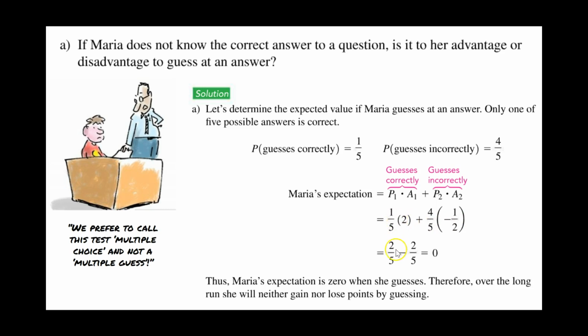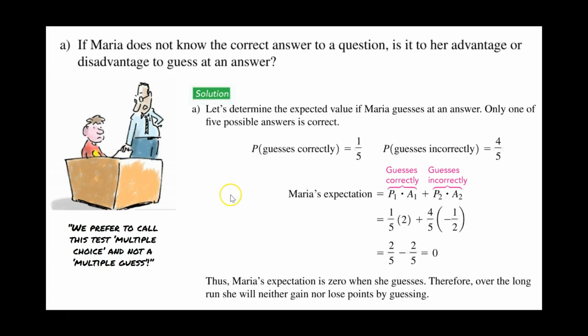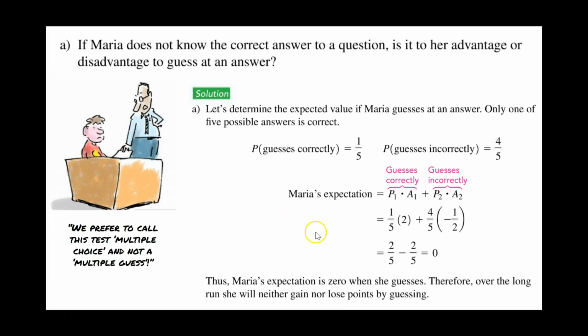So we multiply these two together and get 2/5. Multiply these two together and get 2/5 again. 2/5 minus 2/5 is 0. So what is the conclusion to this? There's no advantage or disadvantage for guessing, there's zero expectation for her if she guesses. Therefore, over the long run, she would neither gain nor lose any points by guessing. So pretty much if she guessed the whole test, she's not going to gain or lose any momentum as far as getting a good score.